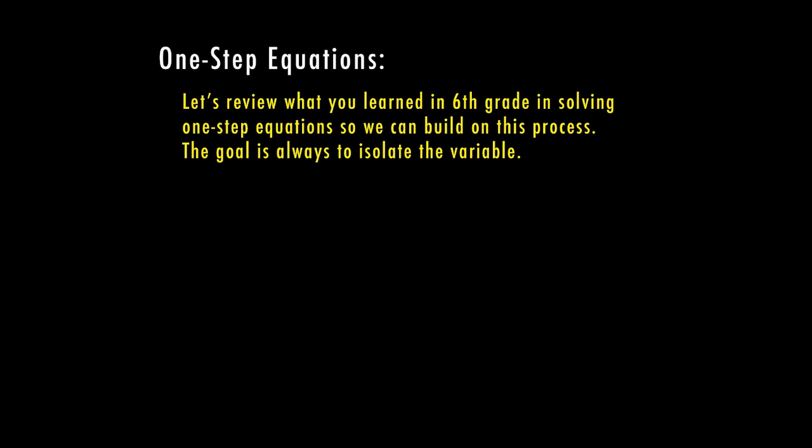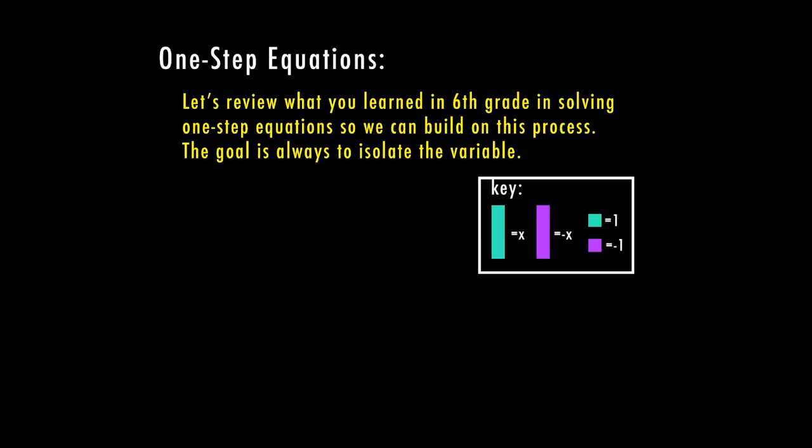So first we need a key box because we're going to be working with a model here. In this key box, the green rectangle represents our x and a purple rectangle would represent negative x. The green square is a 1 and the purple square is a negative 1.